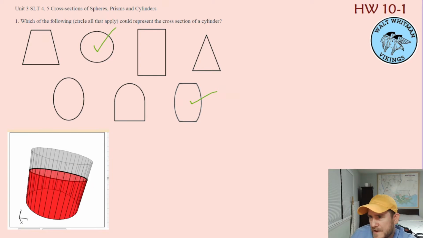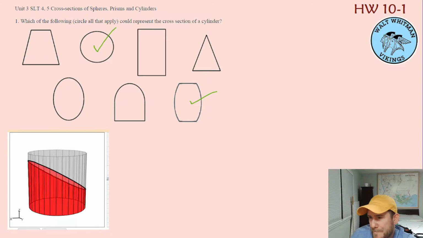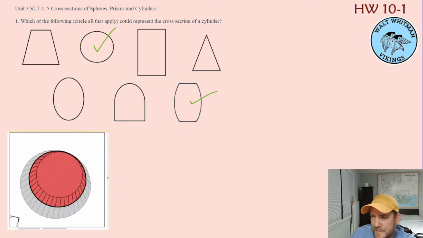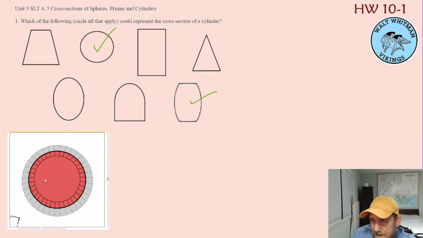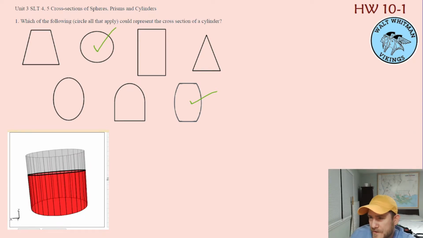So that seems to be happening here-ish. No, that's slanty as heck. There. So that's perfectly parallel to the base, which means if we look straight down at it, we're getting a perfect circle. If we move the slice up and down, it doesn't matter. The slice doesn't change. We're just still getting a circle. So that tells me circle is certainly an option, right?